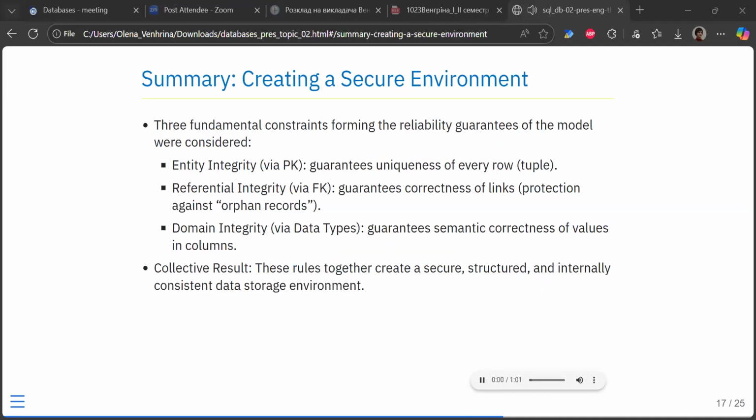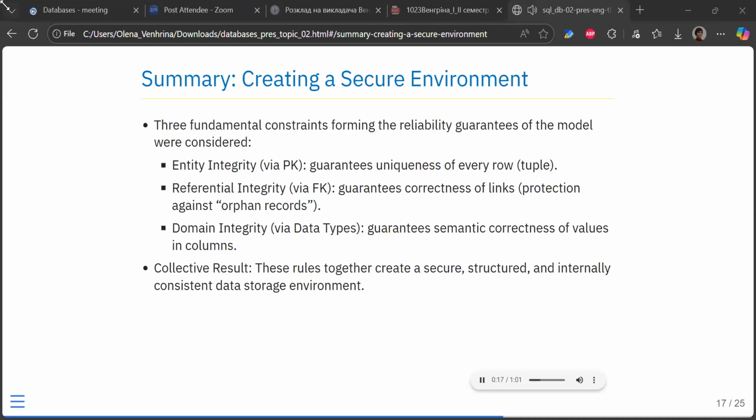So, we have finished reviewing the third section of the lecture. Let's quickly summarize. We looked at three fundamental guarantees, or constraints, provided by the relational model. Entity integrity, thanks to the primary key, guarantees that every row in the table is unique.